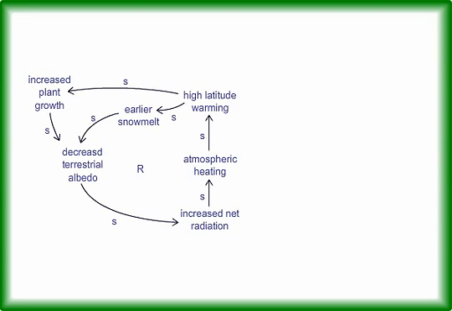Far from it. Atmospheric heating leads to high-latitude warming, which causes earlier melting of snow and also more growth of plant life. This in turn decreases the albedo or reflectivity of the land to incoming radiation, leading to increased net radiation being retained in the atmosphere, which in turn creates more potentially runaway atmospheric heating. So this can be marked with an R as a reinforcing loop.